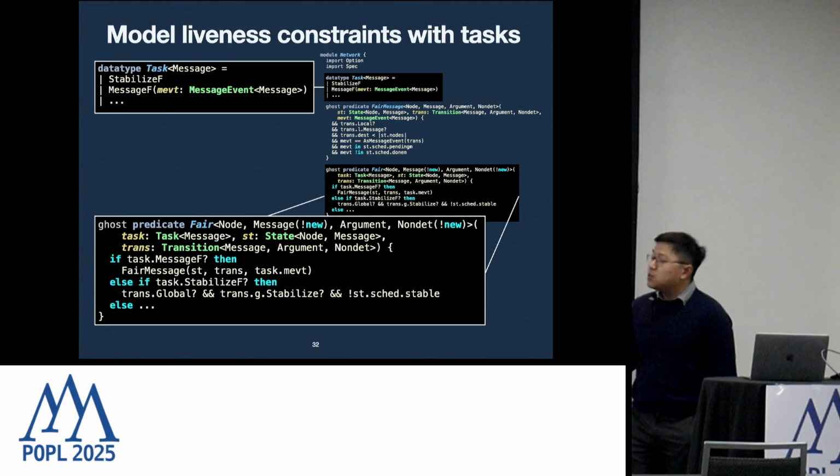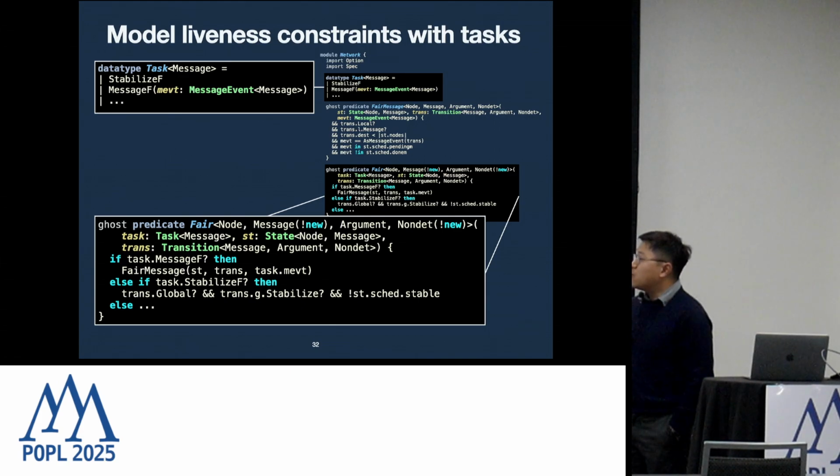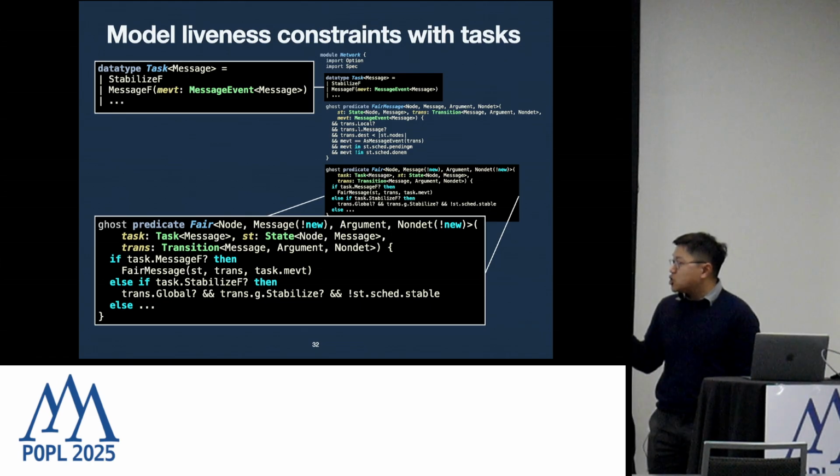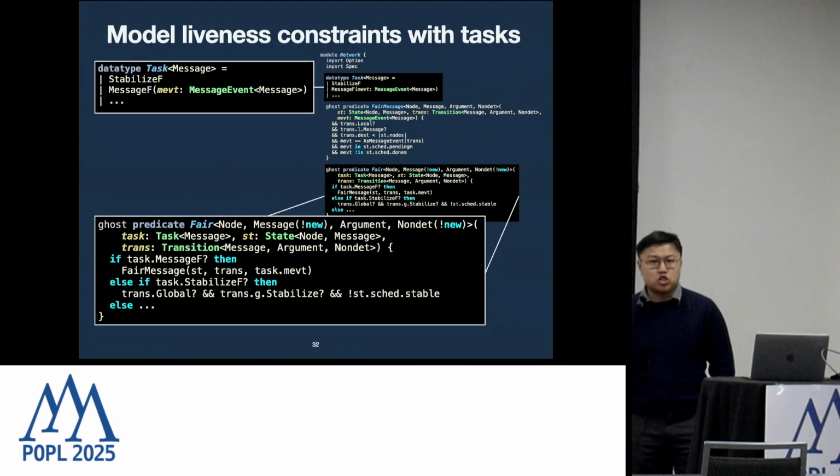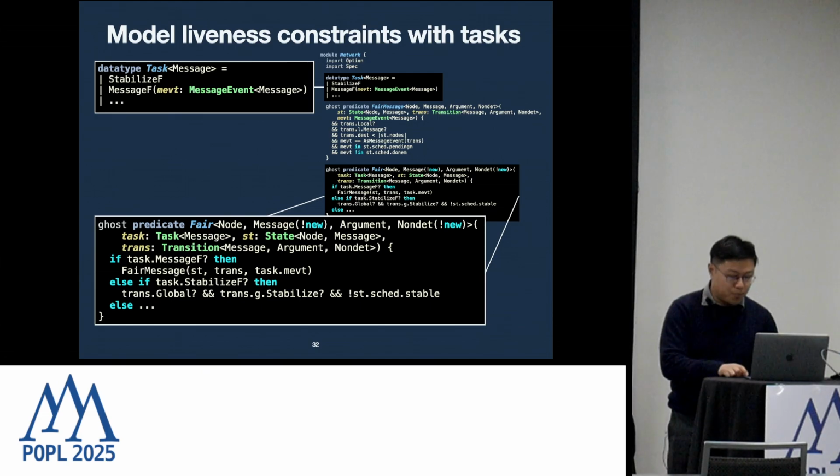And every state machine specifies a predicate called fair. And so this fair predicate looks at the task, the state, and the transition. And we can see that it's true for the message task if the current transition is a message transition, and we've sent a message but not yet received it. And the stabilized task is fair if we have a stabilized transition and the network is not yet stable.